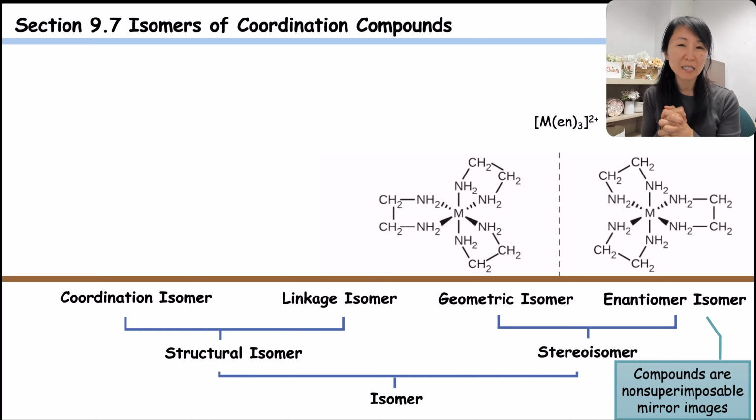We can't say this is FAC and MER or the geometric isomers cis and trans, because most of the parts of these are not mirror images of each other. FAC and MER are not mirror images of each other, nor are cis and trans. Their angles are different. So they're not quite geometric isomers. They're mirror images of each other.